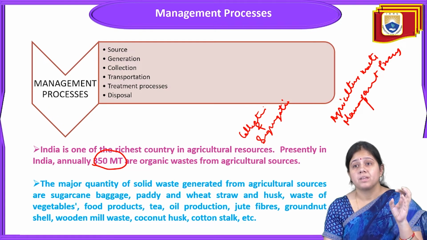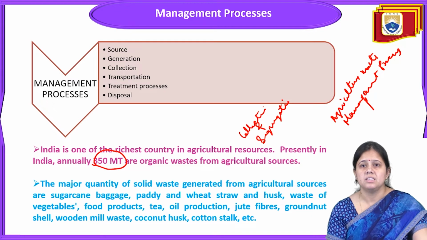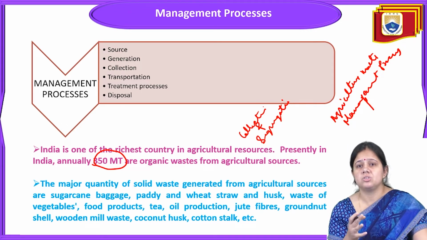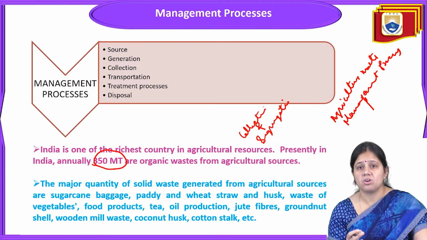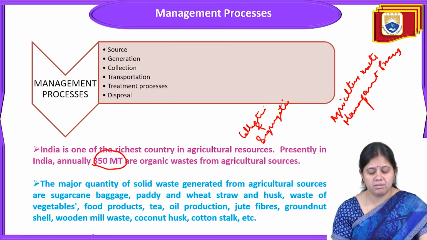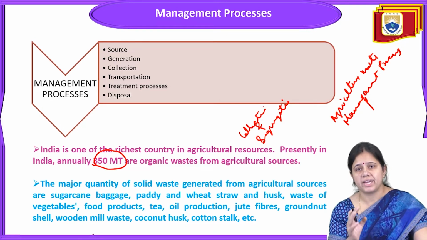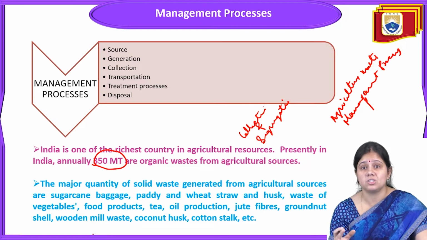So presently 350 metric tons of organic waste are generated from agriculture activity, and India is very rich in agriculture resources. The major solid waste generated from agriculture includes sugarcane bagasse, paddy and wheat straw, husk, waste of vegetables, food products, tea, oil production, jute fiber, groundnut oil, groundnut shells, wooden mill waste, coconut husk, and cotton stalk.